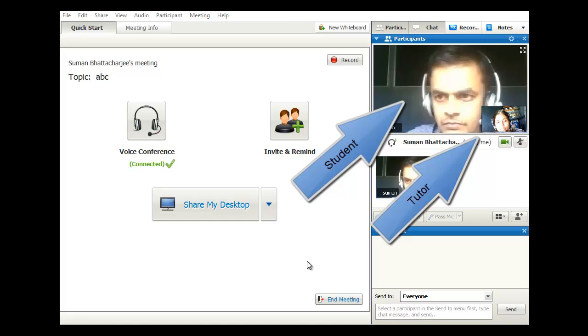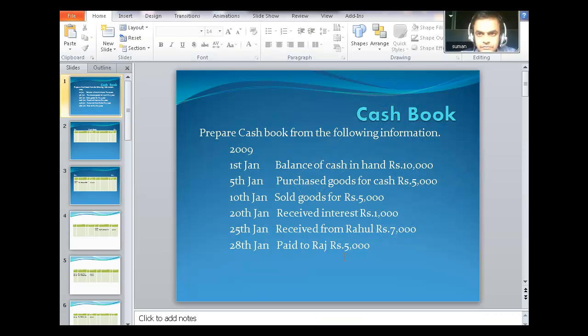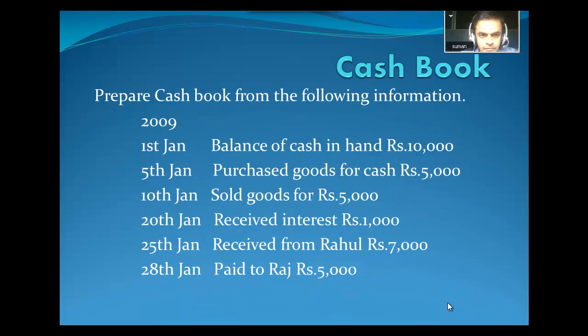Today we will be discussing a problem on Cashbook. So these are the transactions for the month of January, and from these transactions we have to prepare the Cashbook for the month of January. On 1st January there is a balance of cash in hand rupees 10,000.